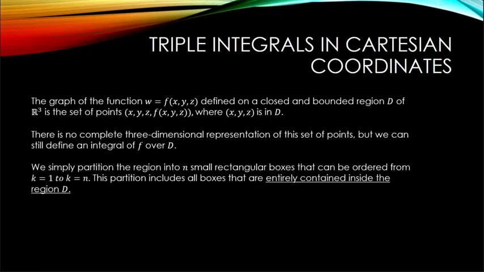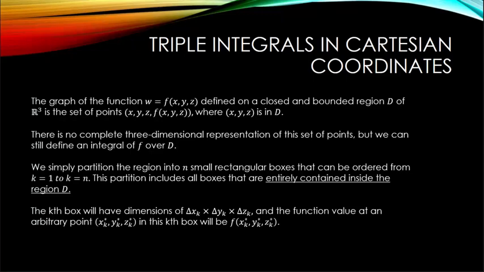over D. We simply partition the region D up into n small rectangular boxes that can be ordered from k equal 1 to n, and this partition is going to include all boxes that are entirely contained inside the region D. The kth box will then have dimensions of delta x sub k by delta y sub k by delta z sub k, and the function value at an arbitrary point x sub k star, y sub k star, z sub k star in this kth box will be f of x sub k star, y sub k star, z sub k star.